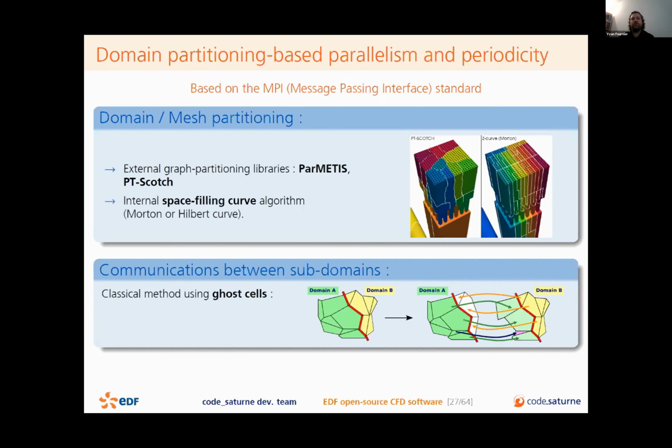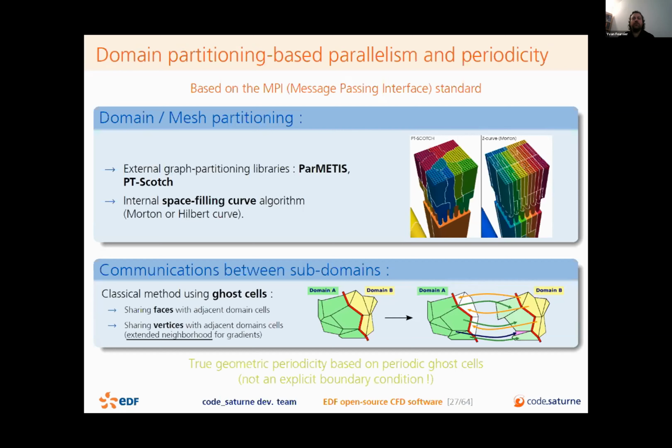And then we just use classical ghost cells, with some specificities in the way the ghost cells are numbered, but the approach is classical. And the periodicity is also a true geometric periodicity based on ghost cells and not on boundary conditions.